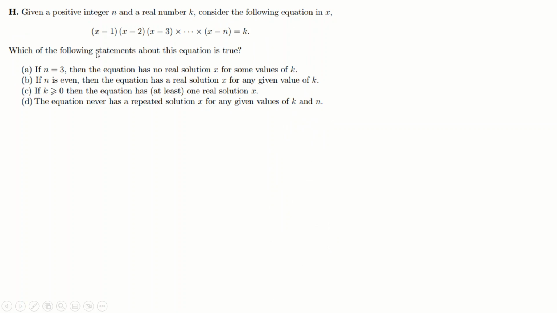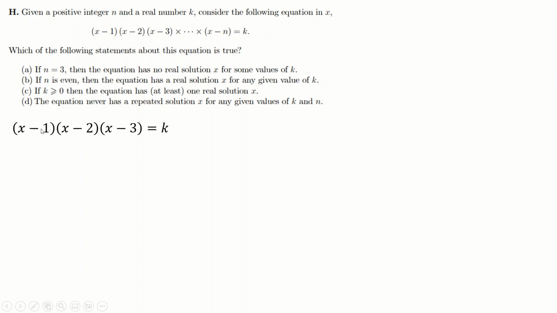This one's quite a nice one. It's almost like a TMUA paper 2-esque question, which of course are questions that I like. So you have this polynomial here. Which of the following statements? I'm just going to sketch this. When n is 3, this is a polynomial (x minus 1)(x minus 2)(x minus 3) equals k.